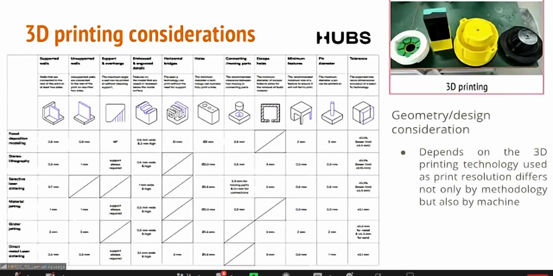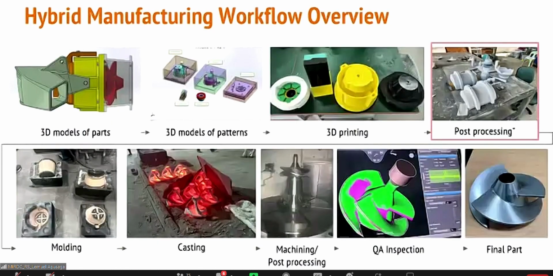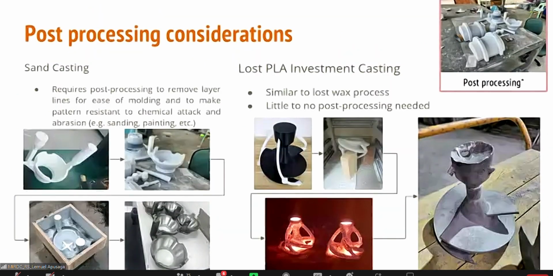Considerations on 3D printing include things like hole sizes. There's a maximum hole size beyond which the circularity suffers, and also for overhangs and angled surfaces. So this one is for post processing.